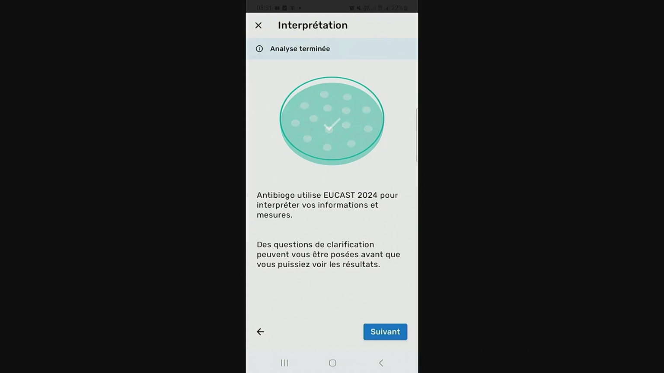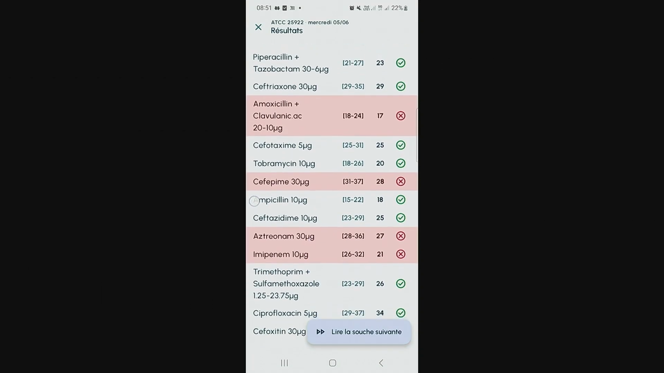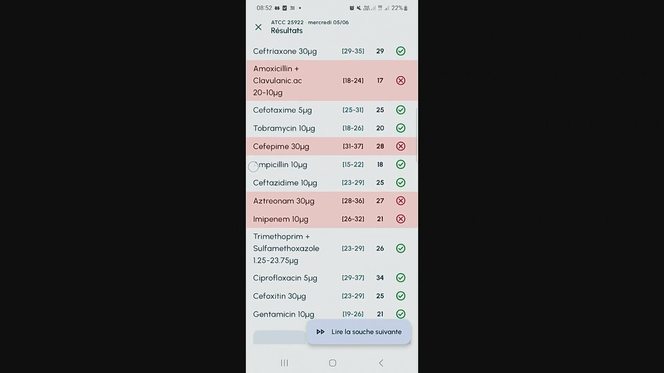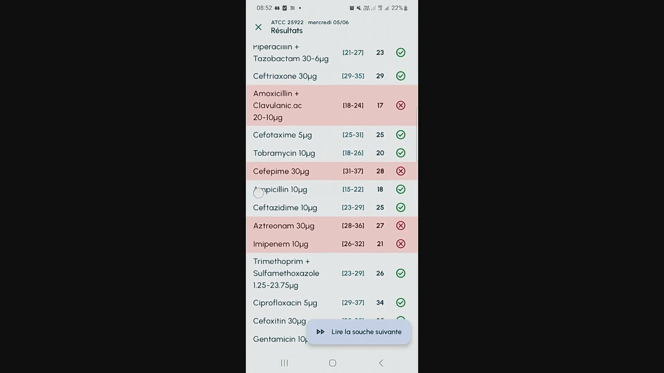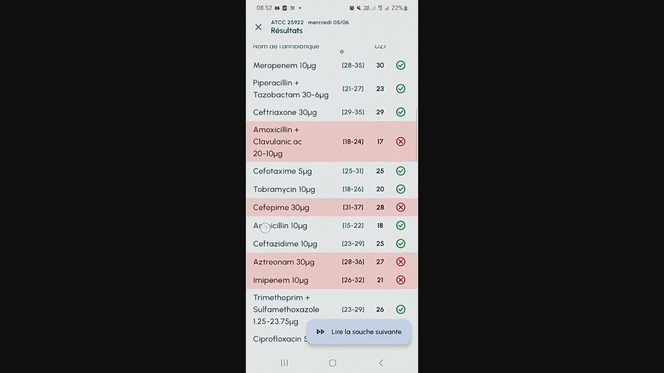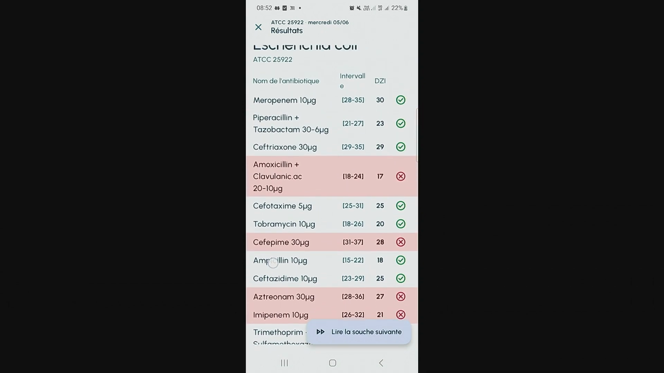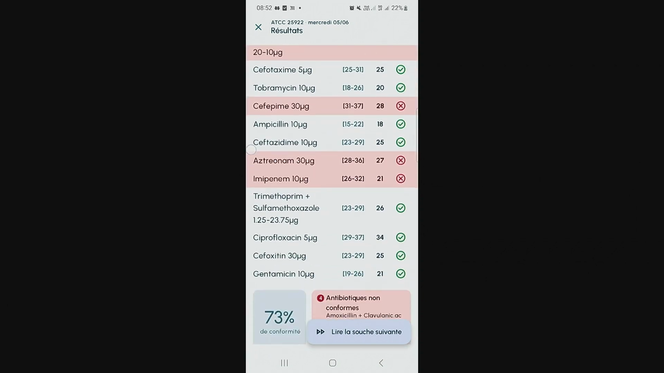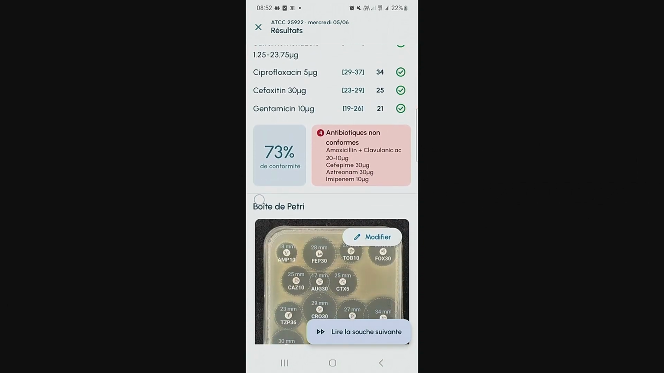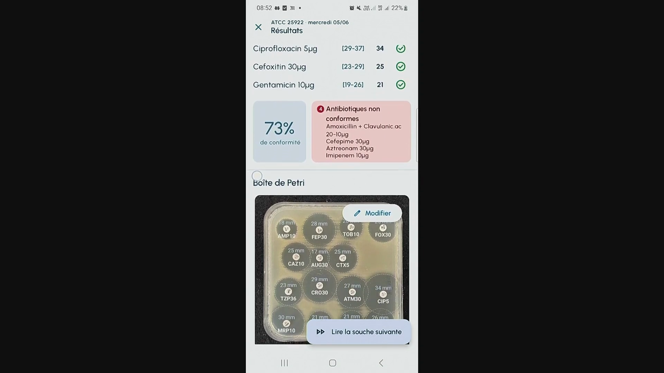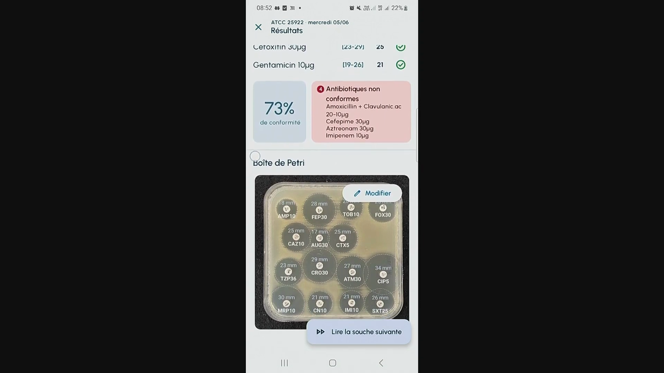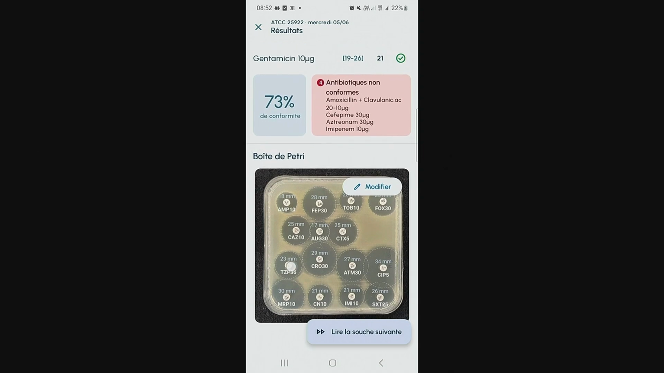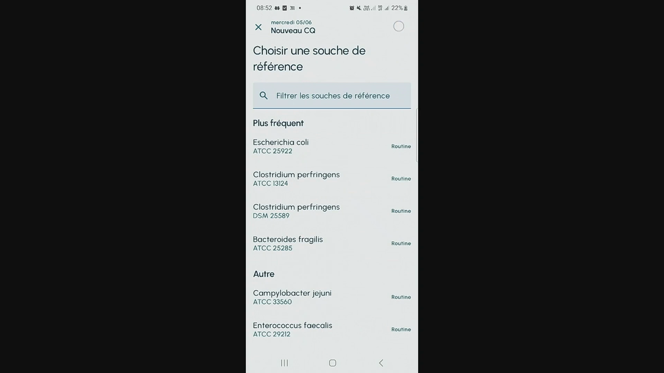So you will see if your QC passes or fails. Basically, the green means that it passed, that your inhibition zone is in the expected range as per UCAST and CLSI recommendation for reference strains. And when it is in red, it means that your QC failed. In this case, you need to investigate the root cause of the failing QC. You can also adjust and check the Petri dish if you want to ensure an accurate reading and interpretation. And then you can move on to the next reference strain.